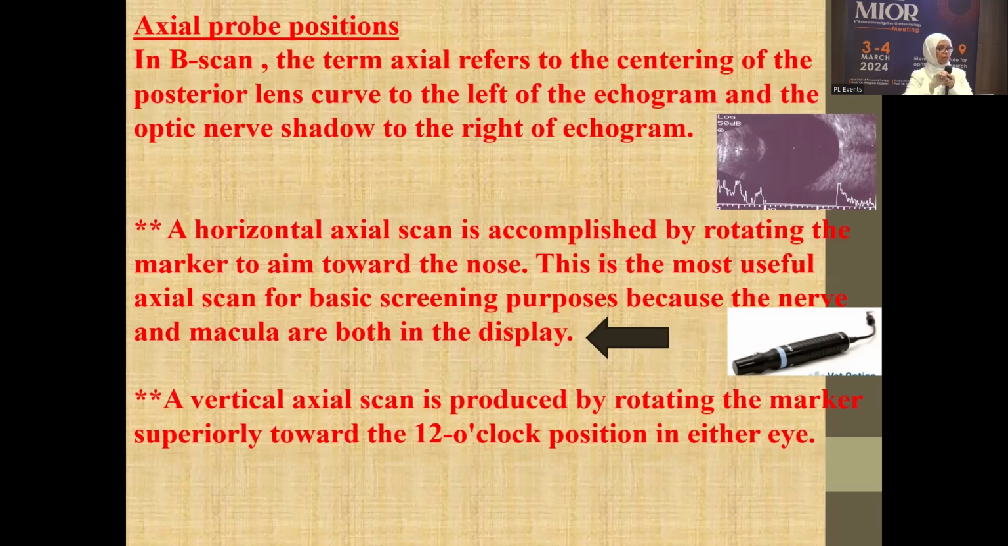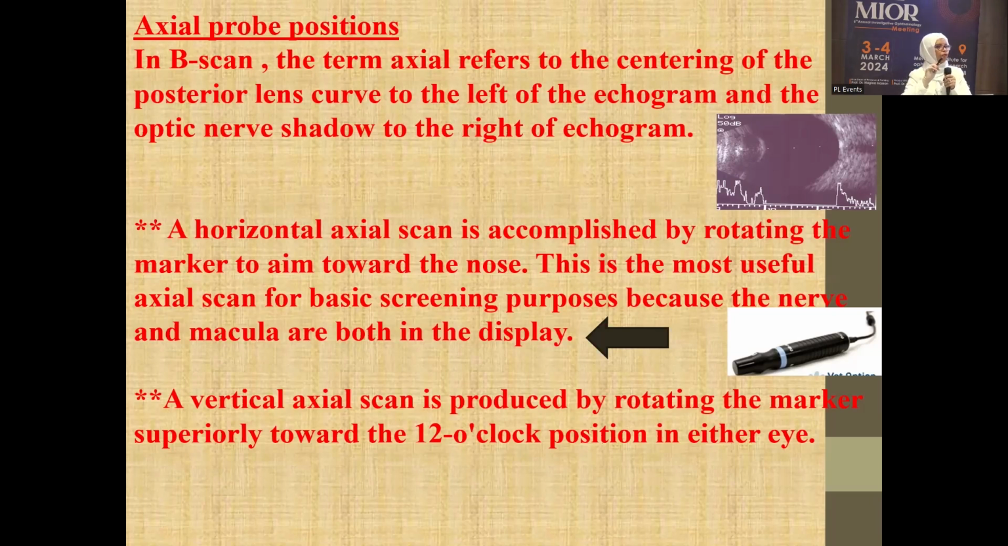If you want to screen the macula, it will be down. Okay? If the arrow is temporal, the upper half is temporal. It's according to the arrow, the upper half. If the arrow is temporal, the upper half will be temporal. If the arrow is nasal, the upper part will be nasal.